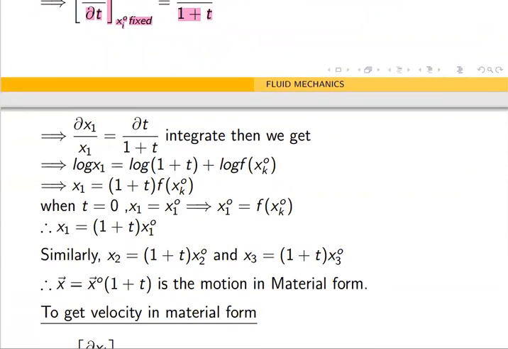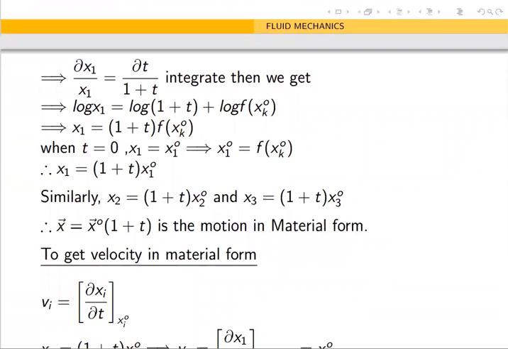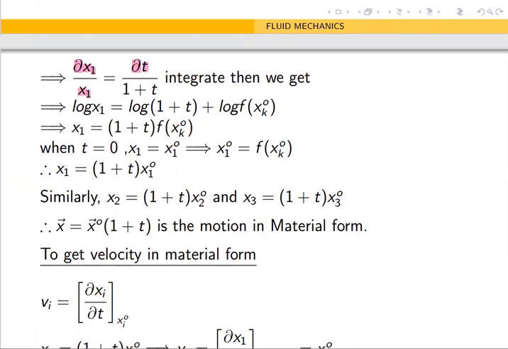Now, the next step, remember our Xi naught is fixed. So let us separate the variables: dou x1 by x1 equals dou t by 1 plus t. Integrating this, LHS integration is log x1 and RHS integration is log 1 plus t. We should accommodate the integration constant. That integration constant is f of xk naught. Remember, our xi naught is fixed, so any function of xk naught is also fixed, a constant.